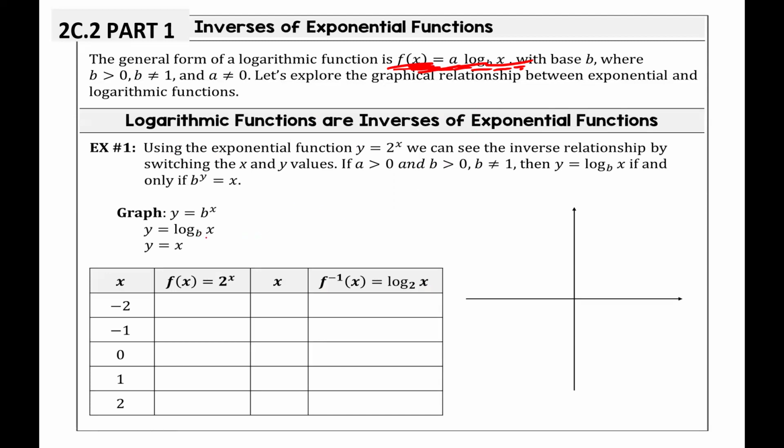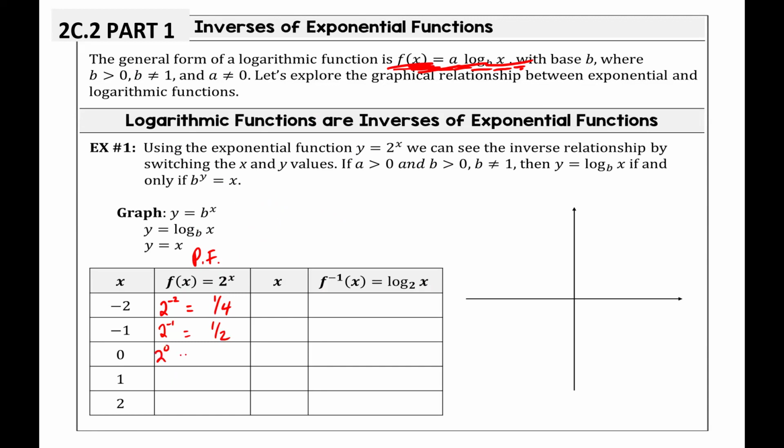Okay, so first we're going to start off with our parent function. The parent function for a log function is typically letting b equal 2. Does that make sense? So for our parent function, we'll label this as our PF. If we were to substitute these values in, what do we get? So f of x equals 2 to the x. So if I let x equal -2, that equals 1/4. If I let x equal -1, that equals 1/2.